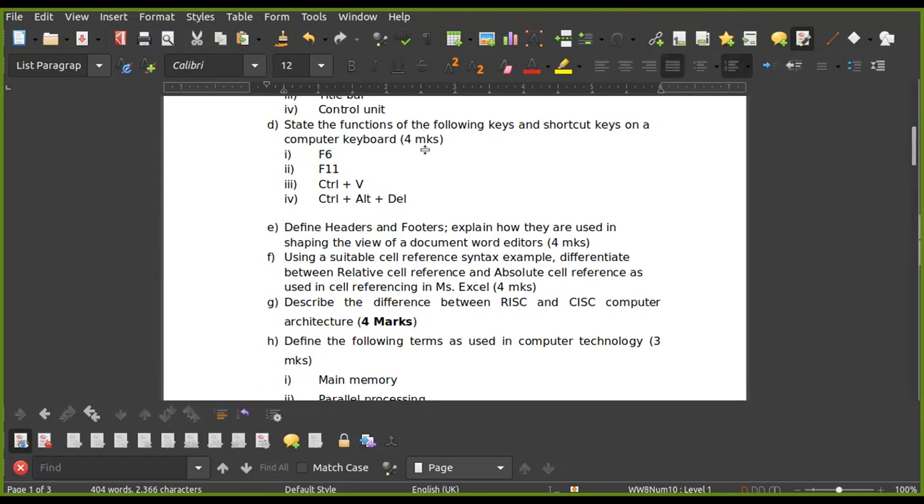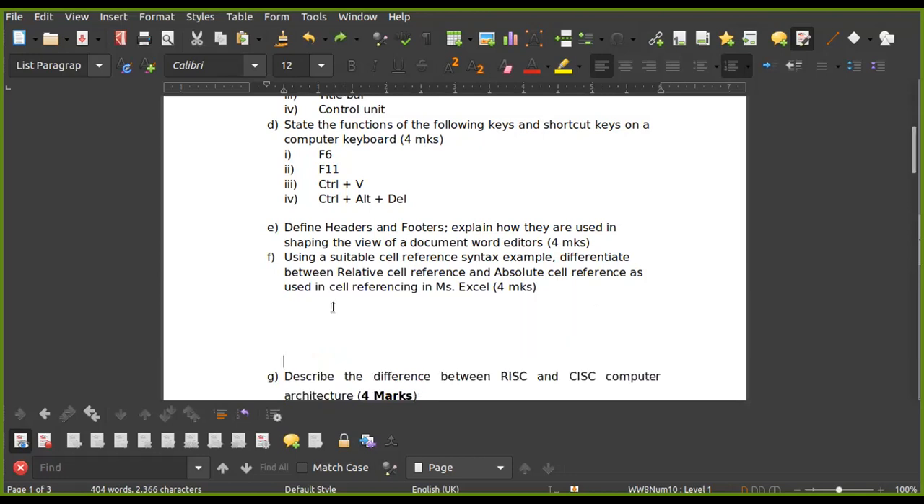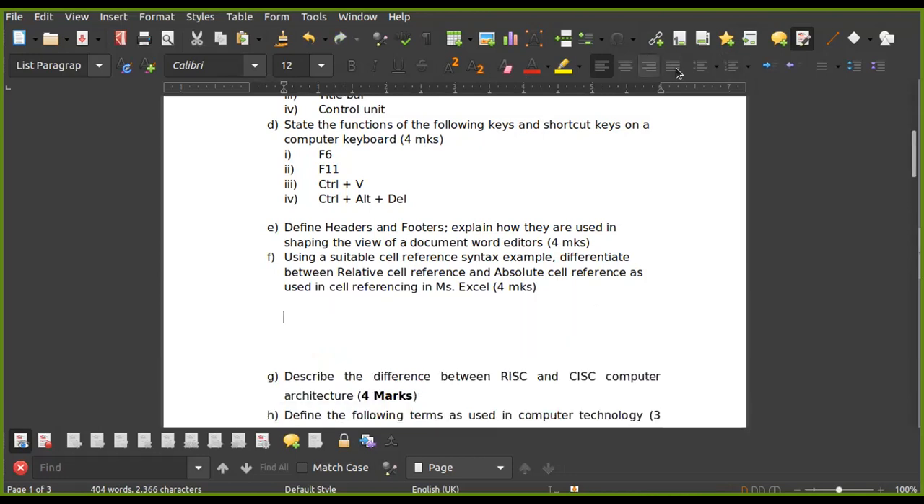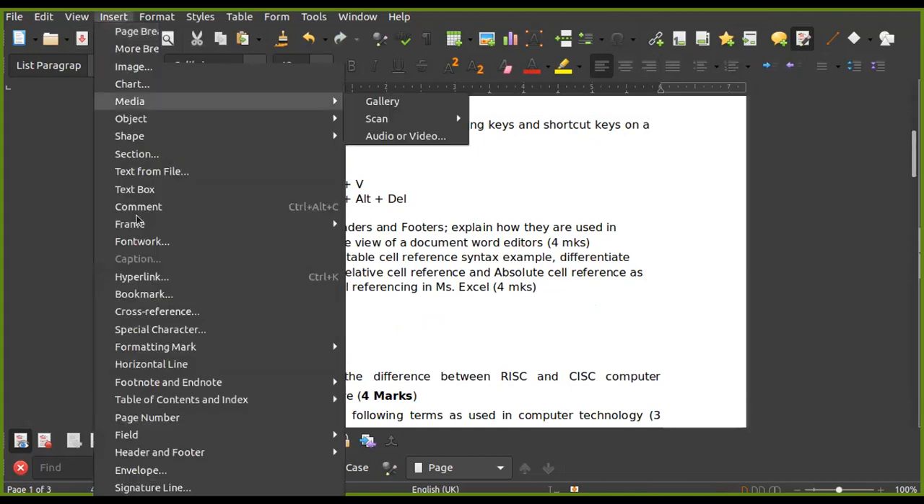Using a suitable cell reference syntax example, differentiate between relative cell reference and absolute cell reference. Okay, let me see. Relative, let's say, let me see whether I can be able to do something. Let's say you have a table. Let me insert a table.